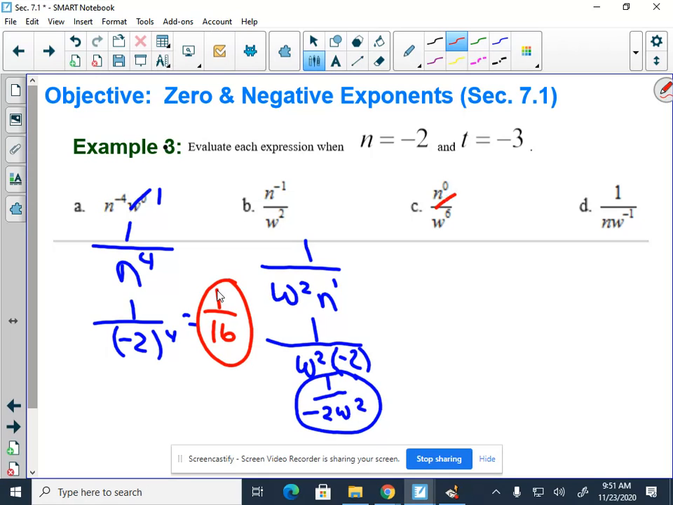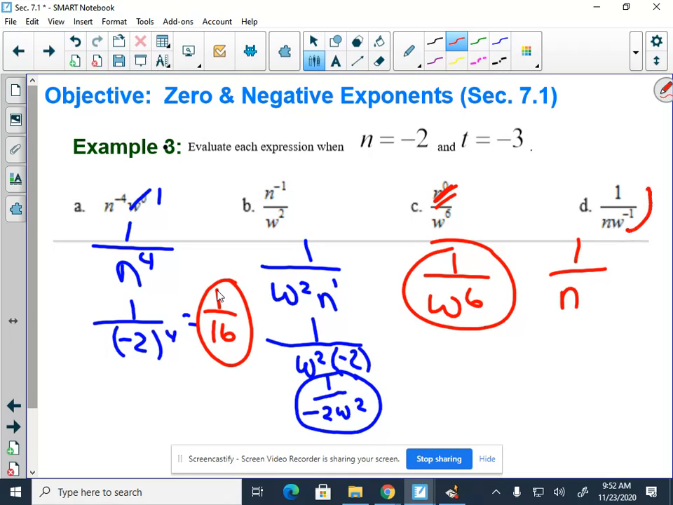This one, anything to the 0 is 1. I don't know if this was supposed to have something to put in for W, but it doesn't, so I'm not putting anything in. This one, the W's got to move to the top. And N can get replaced with negative 2.